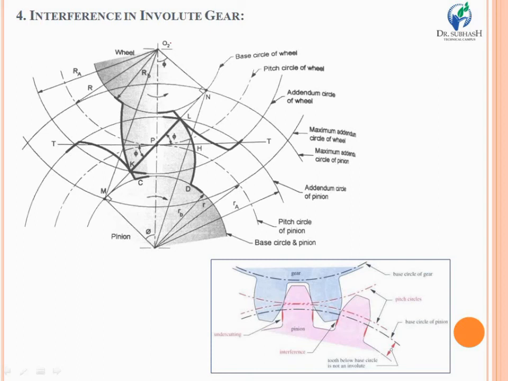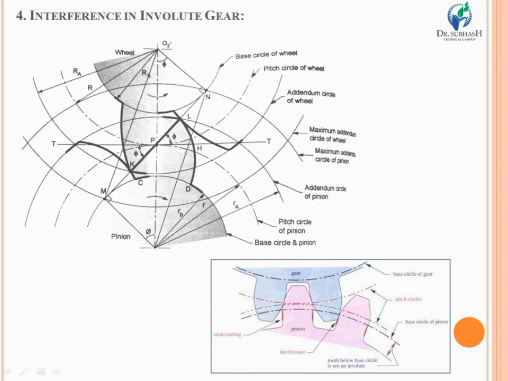So in such a special case, the profiles cannot be tangent to each other, and the tip of the pinion will try to dig out or interfere with the flank portion of the tooth of the meshing gear. In this case, the tip of the tooth of the pinion will undercut the flank portion of its meshing gear, and it may remove the flank portion of its mating gear. Some material will be cut away, and this phenomenon is generally known as interference.